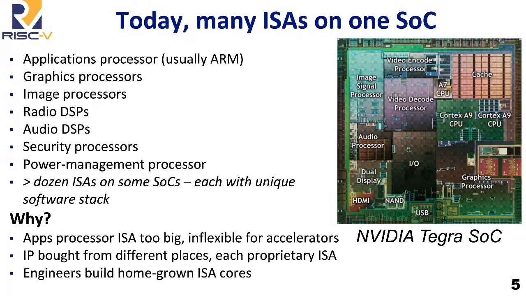And finally, engineers sometimes just think it's fun to build their own core, think it's cheaper, and they go design their own instruction set. And that's really the worst thing to do, because the real cost is in the software, and maintaining your own software stack is very expensive. So this is why there are so many instruction sets around right now. The applications processor is not designed as the base for these accelerators, and the licensing terms mean you cannot use it in your IP block that you sell. So you buy IP from different places that had to do their own proprietary instruction set. And also engineers are just building their own cores because they don't want to pay license fees, or they want to tune it for their own use case.